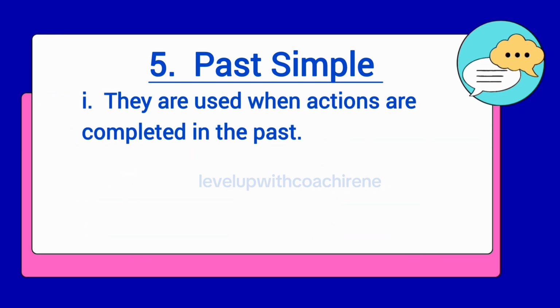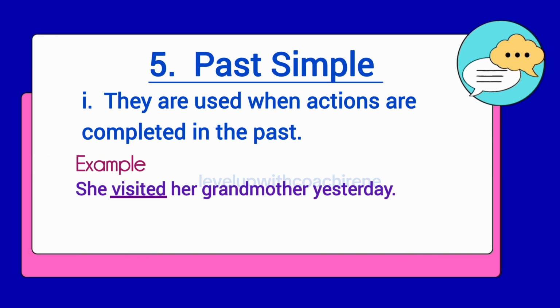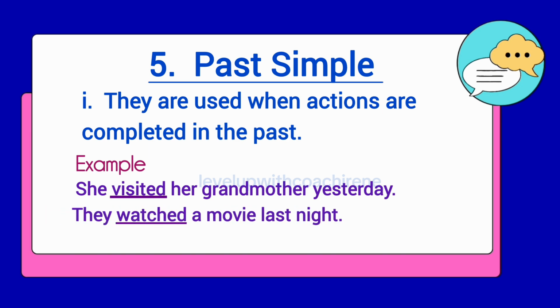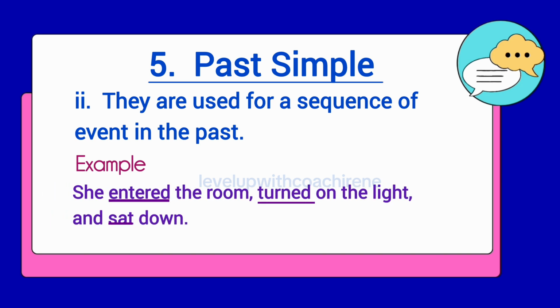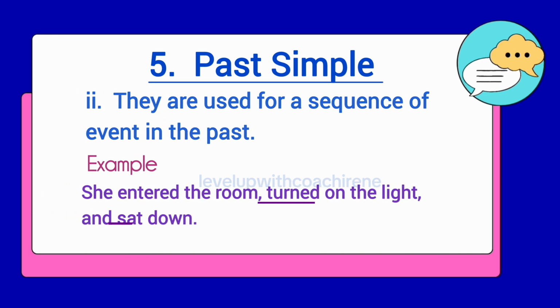Past simple tense is used when actions are completed in the past. For example, she visited her grandmother yesterday. They watched a movie last night. Number 2, they are used for a sequence of events in the past. For example, she entered the room, turned on the light, and sat down.